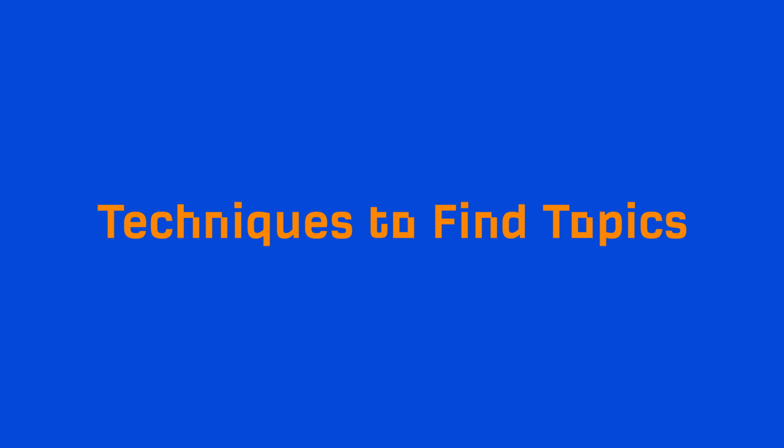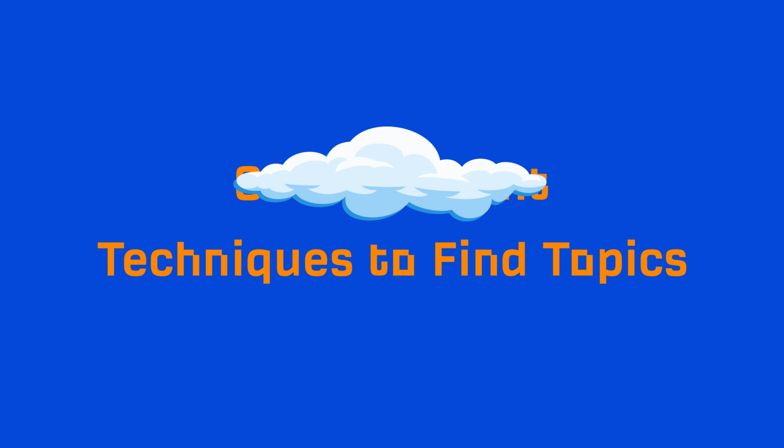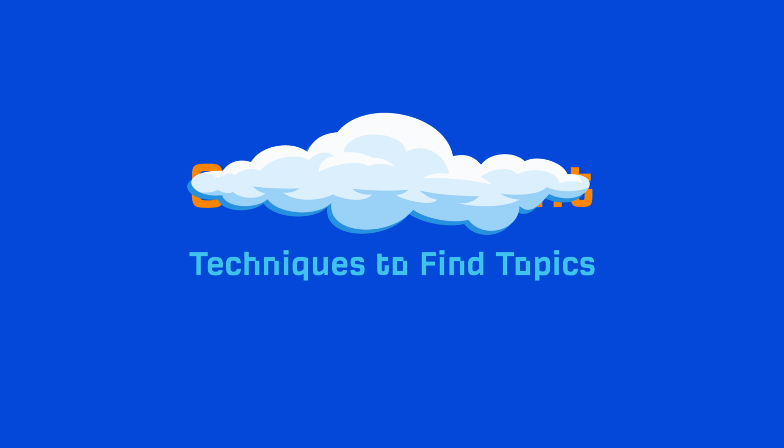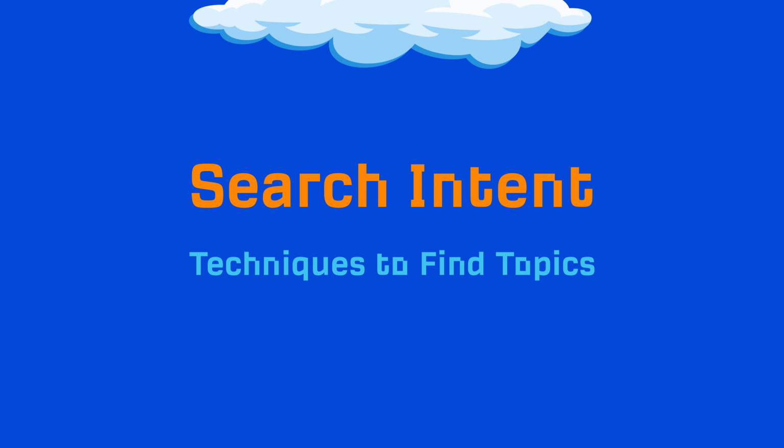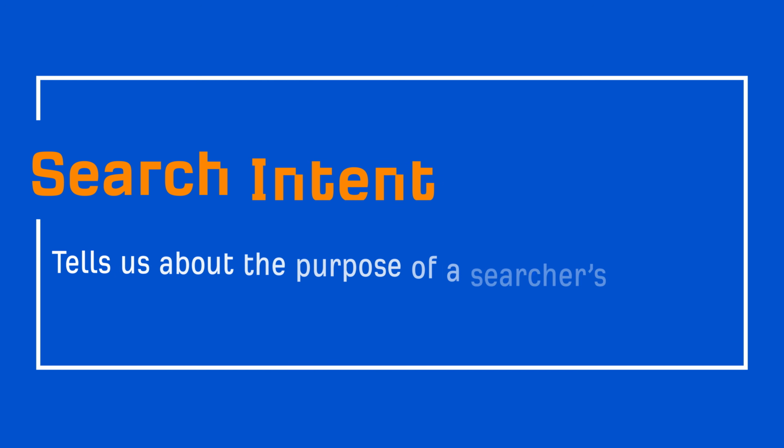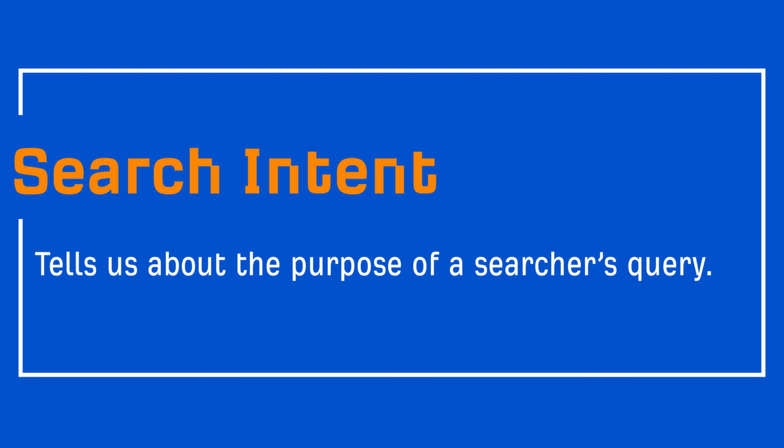But before we get into the techniques to find topics, it's important we talk about one foundational thing that's massively important in SEO, and that's search intent. Search intent tells us about the purpose of a searcher's query, and by understanding the intent of a query, you'll be able to determine whether you can easily recommend products or not.